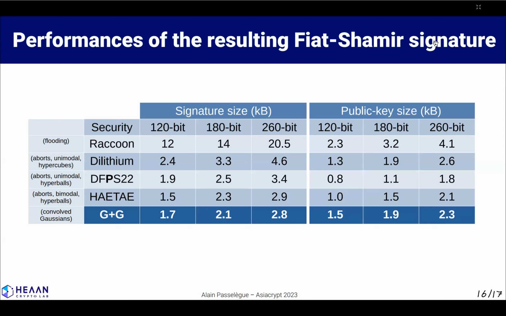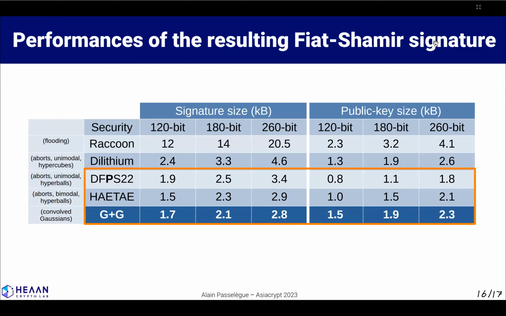Just for comparison, I gave Raccoon and Dilithium. Raccoon is a signature based on flooding, so the comparison is not super fair, but of course it's larger, just the cost of flooding. Dilithium is just for comparison because it's the new standard, but it's also not made the most compact.